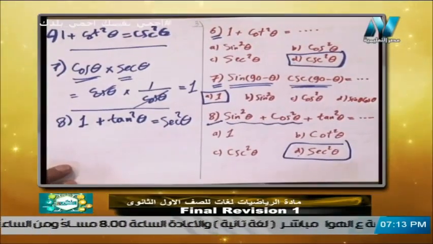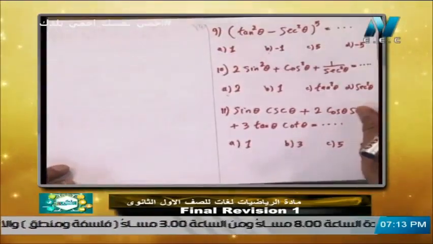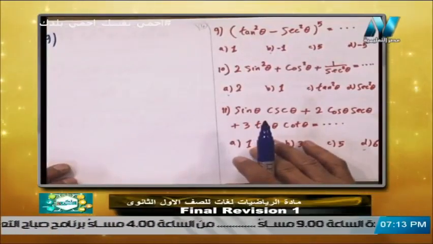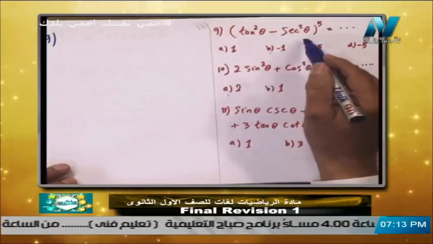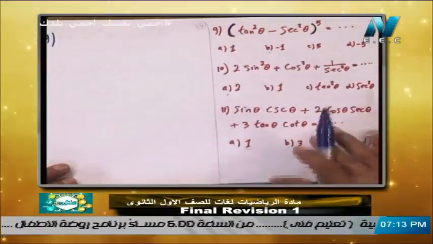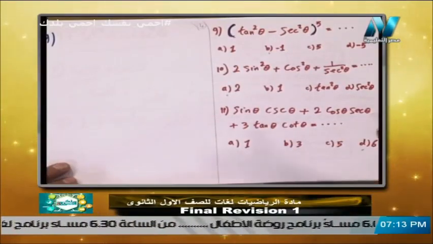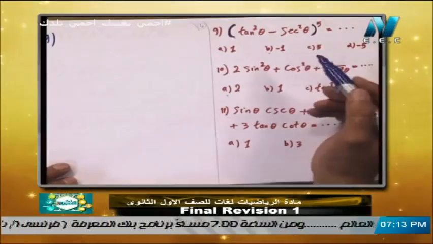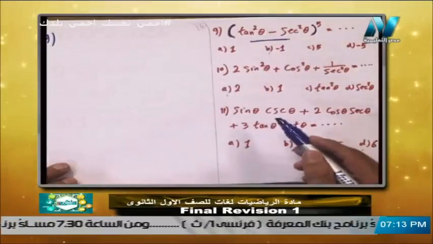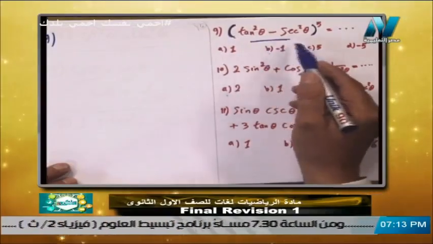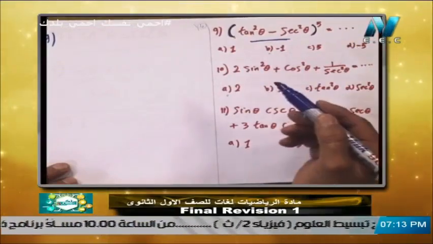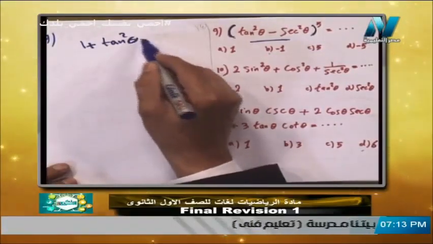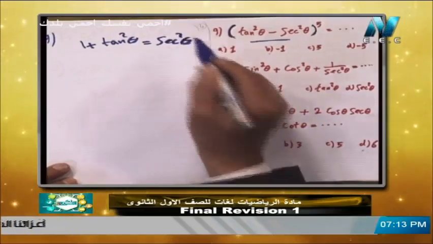Let's move directly to the following question, which is number 9. We have here question number 9. Tan power 2 theta minus sec power 2 theta, all to the power 5. Some of you can imagine, what about power 5? Can we expand it? No. The matter is not to expand it. We have a relation here. Try to remember what about tan power 2 theta minus sec power 2 theta. We already said that 1 plus tan power 2 theta equals sec power 2 theta.